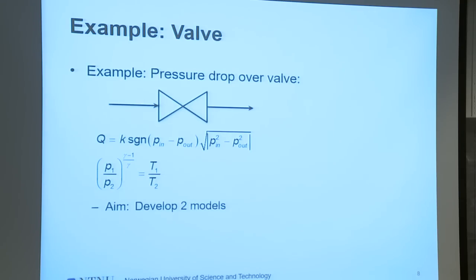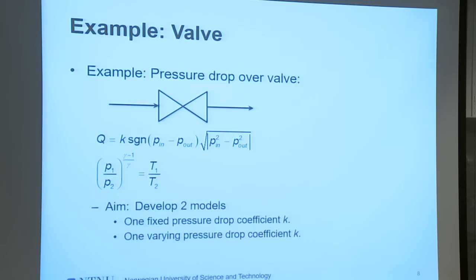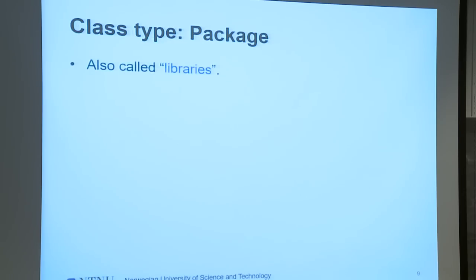And what we want to do with this simple valve is we want to develop two models. One where we have a fixed pressure drop coefficient K, and another one where we can vary our pressure drop coefficient K. And based on this example, I will explain to you now the different kind of classes which are existing in Modelica. Let's start now with the class type package.